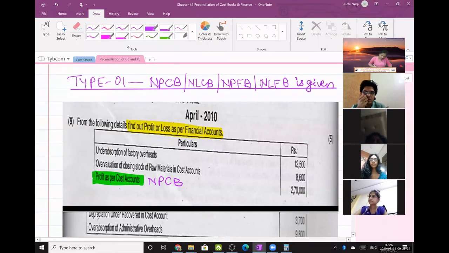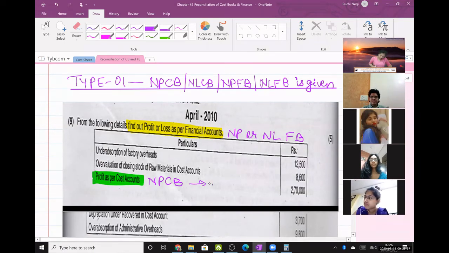Let's see. So they have asked you to calculate net profit or net loss as per finance books. Okay, so this you have to calculate, either of the one. Right? So net profit as per cost books, and opposite, what are you going to get? So this part is given. This is given in the question, and you have to calculate.